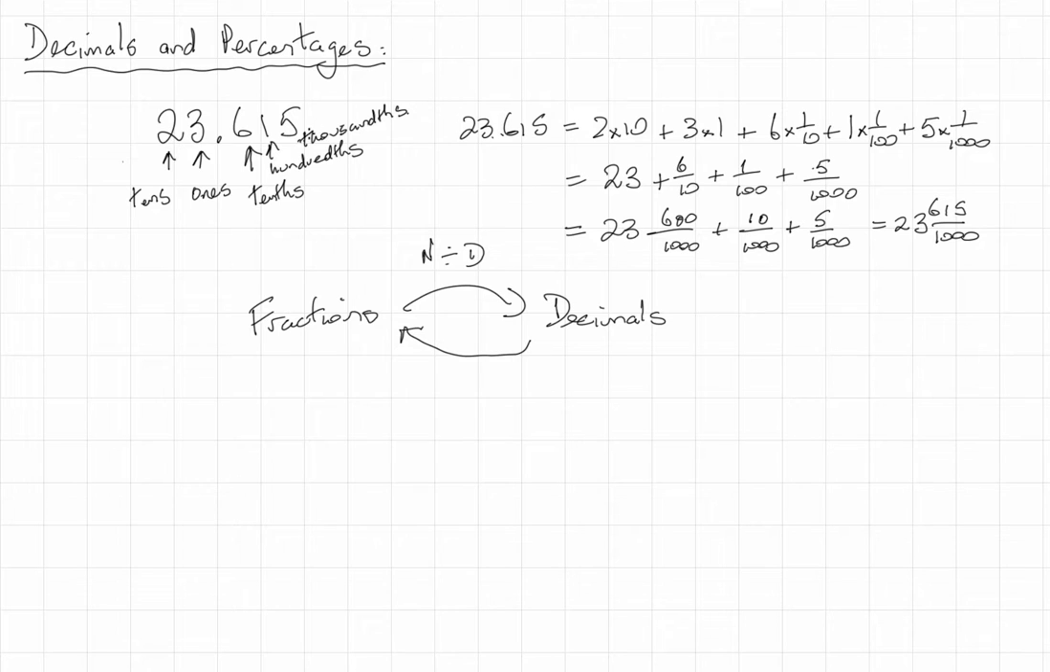So if we had 23.615, you just put the whole number down, and then you put whatever's after the decimal place as your numerator. So in this case it was 615, and then your denominator is a 1 followed by however many digits you put down there. We put down 3 digits, so then we'll put 1 followed by 3 zeros. So that's the way to go from decimals to fractions.